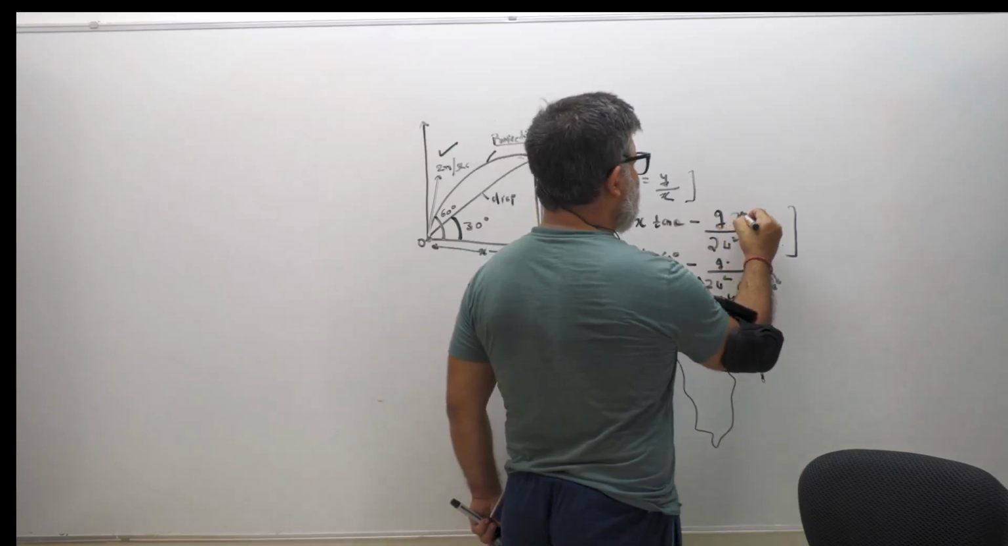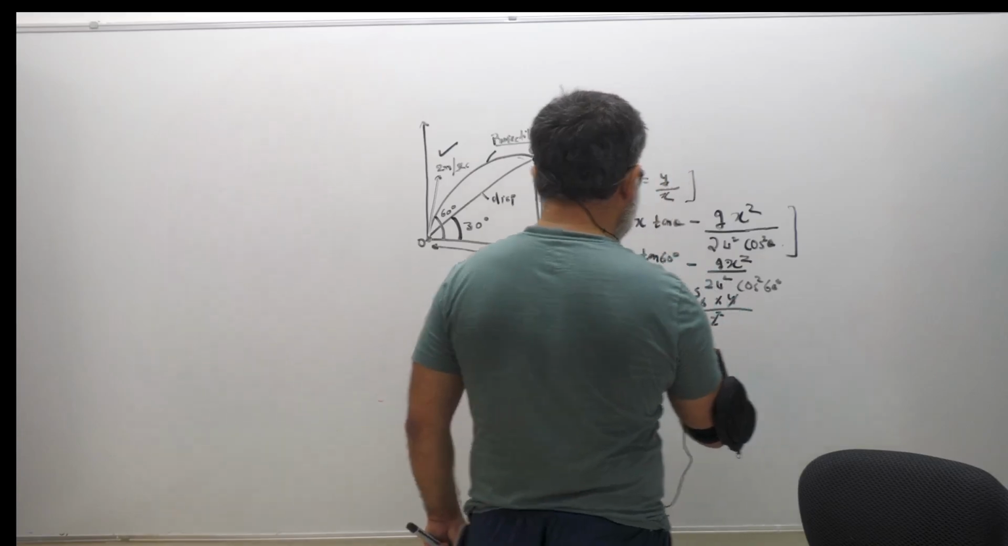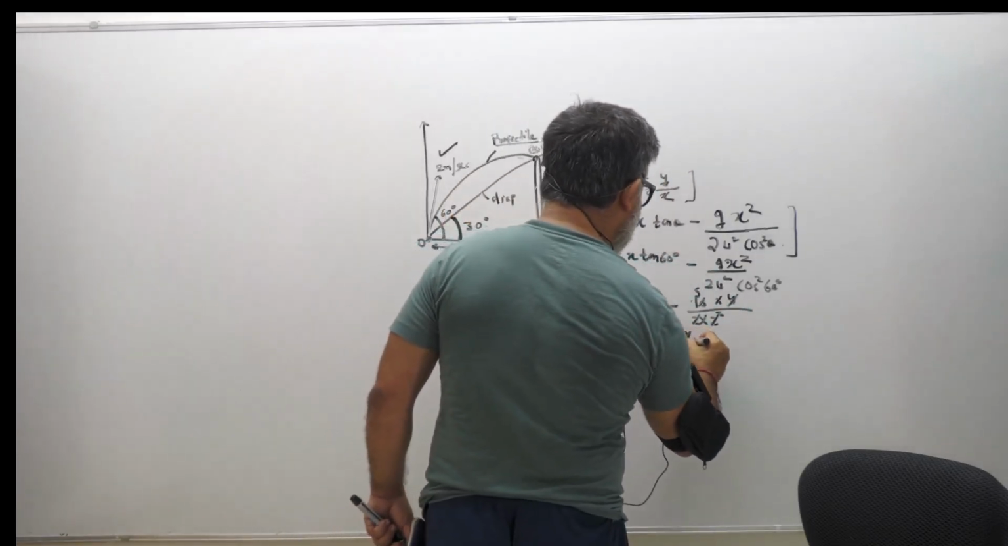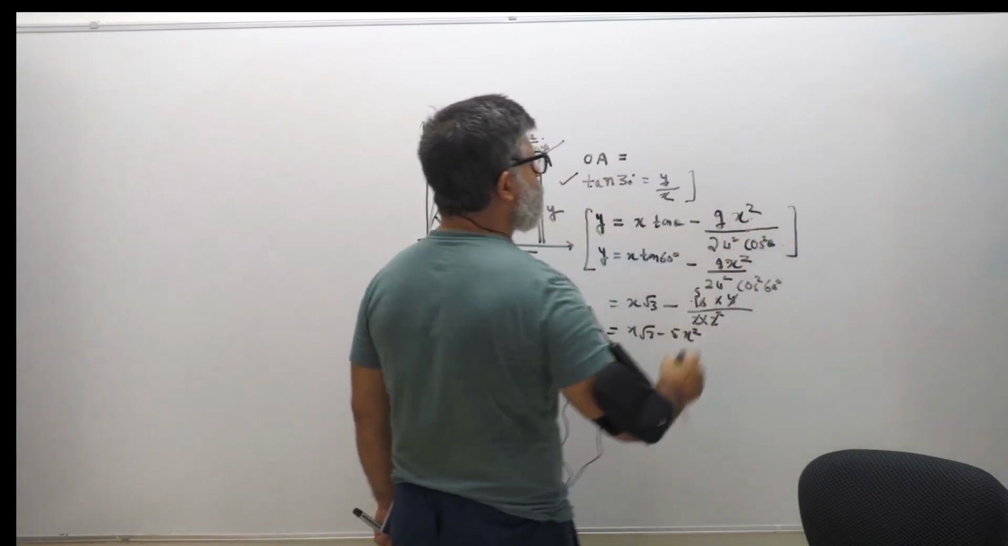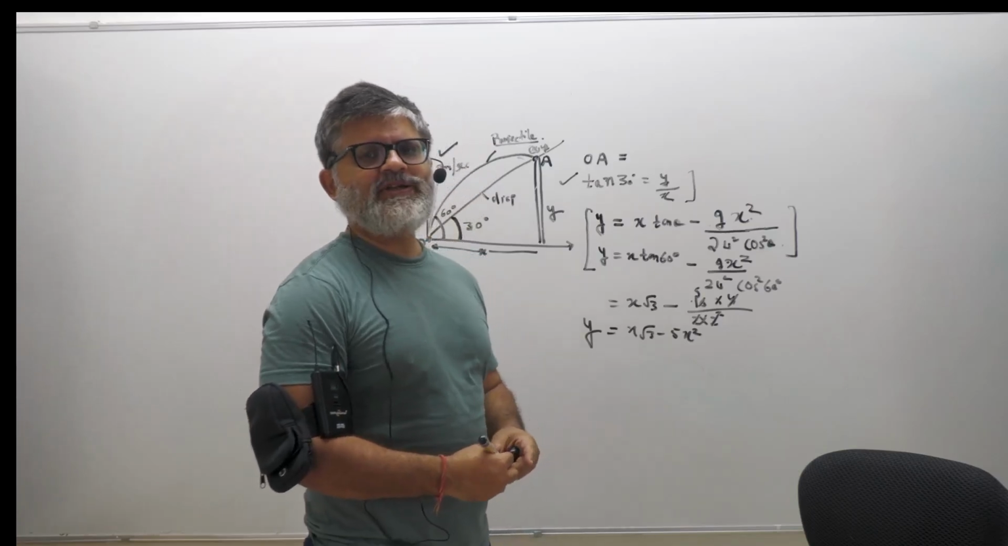I think I will have to write an x square here. I forgot to write the x square part of it. So this is 5x square, okay, so gx square upon 2u square. Now the beauty of this equation is that it's a quadratic. Now it's quadratic in two things.